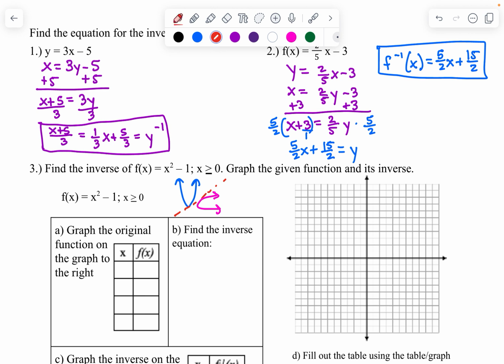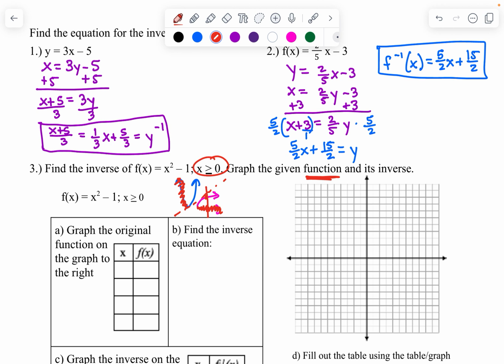And the problem is it will fail the vertical line test. There'll be 2 outputs for any input, which would make it not a function. And we want to find a function. We want it to have 1 output for every input. So to make that happen, we restrict the domain. We ignore half of the parabola so that when we reflect it, we only have half, and then it would pass the vertical line test.